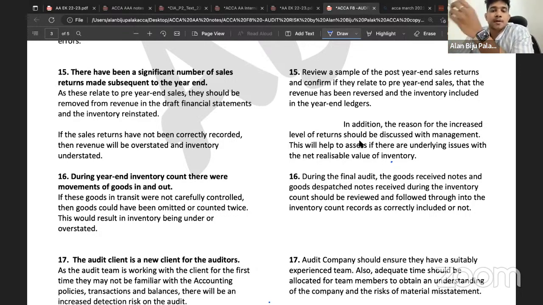What will the response be? So if the company has received sales returns, then the auditor should select a sample of sales returns, and he should check in the company's financials to ensure whether the sale is written off, inventory is added back, and receivables written off, to confirm that they have been treated appropriately.